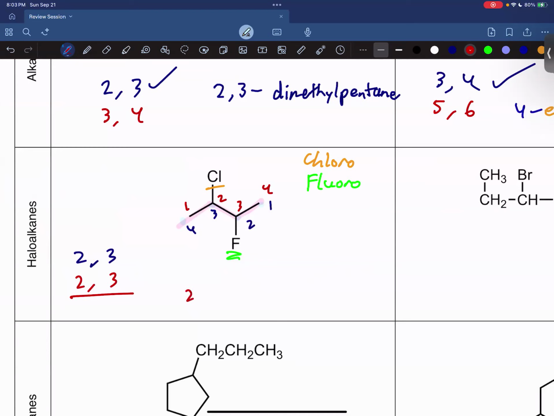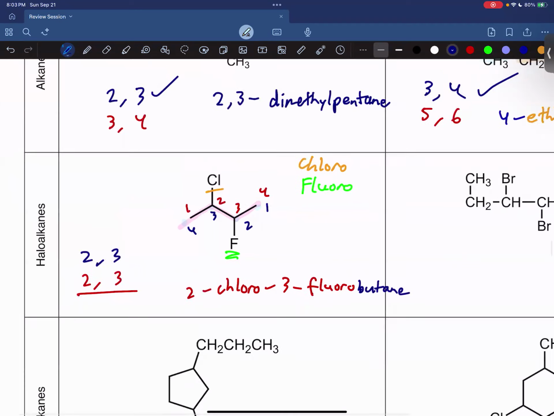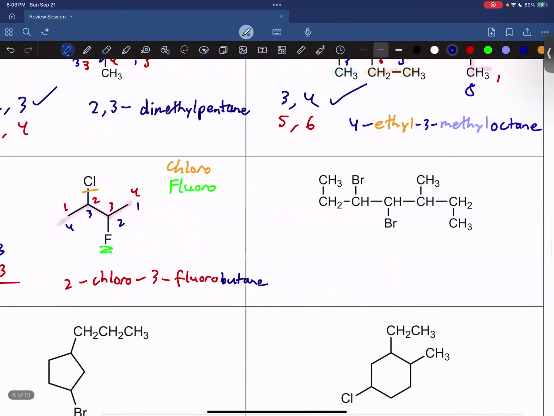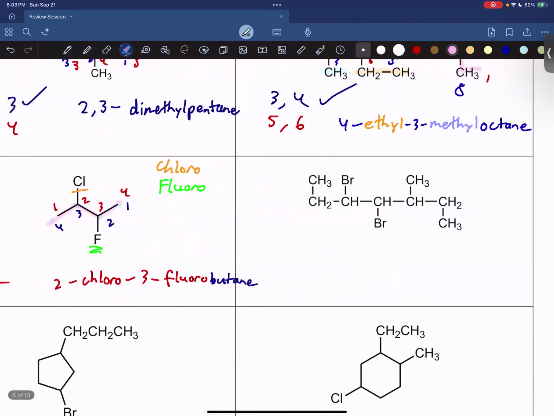So we're going to give it the 2 chloro, and then let's see. Oh, I just made it red now. Okay, 3 fluoro. If we have 4 carbons, what's the parent chain? Yes, we got it. Butane. Oh, I should probably be consistent with my color coding. My bad. Here, fluoro in green, fluoro in orange. Okay.